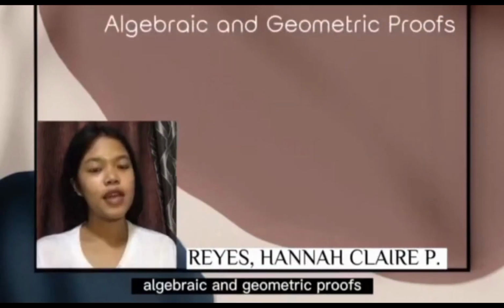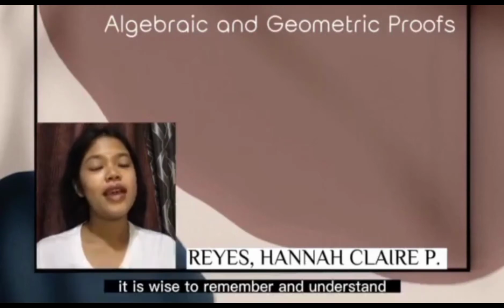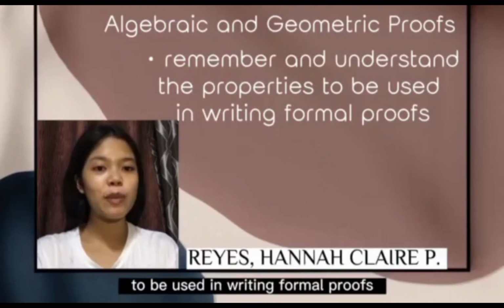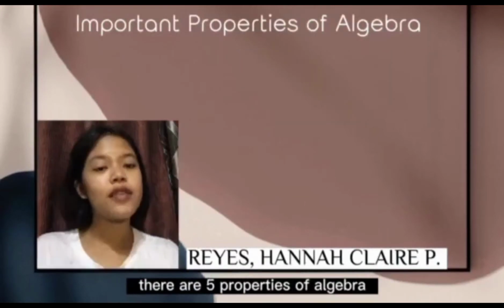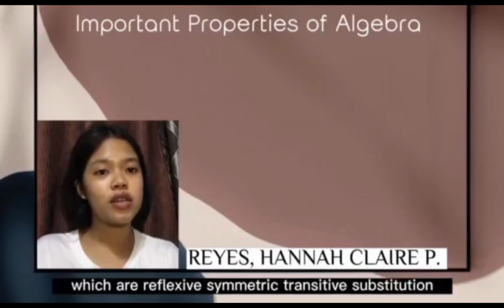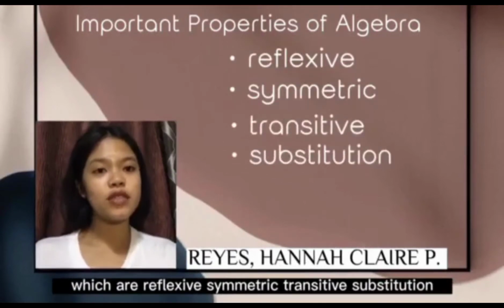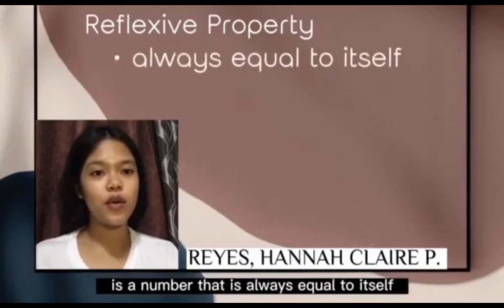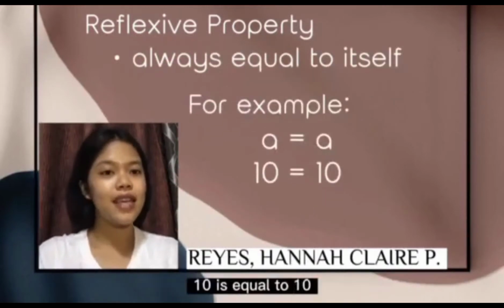Algebraic and geometric proofs. In order for us to prove properly and correctly, it is wise to remember and understand the necessary properties to be used in writing formal proofs. Important properties of algebra. There are 5 properties of algebra, which are reflexive, symmetric, transitive, substitution, and the last one is distributive. Reflexive property is a number that is always equal to itself. For example, 10 is equal to 10.